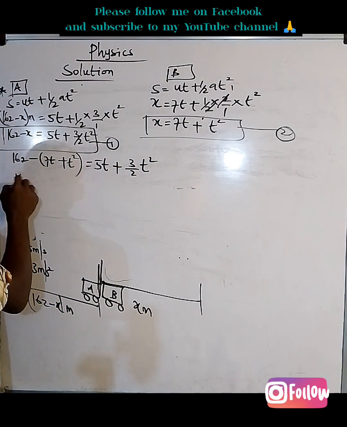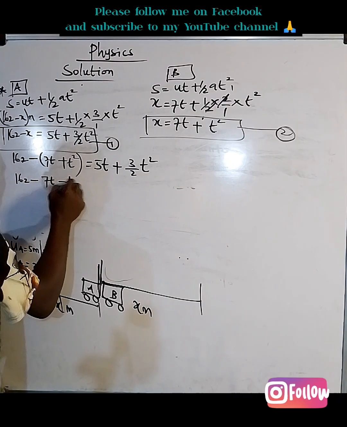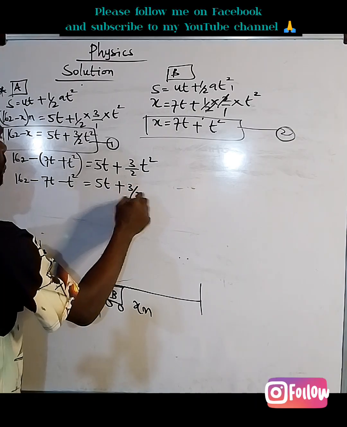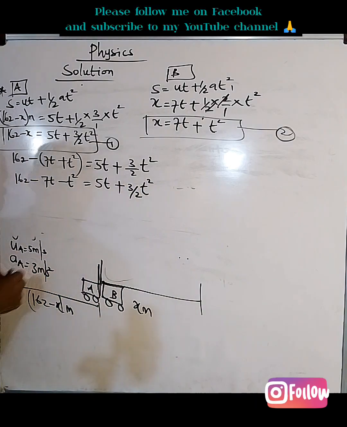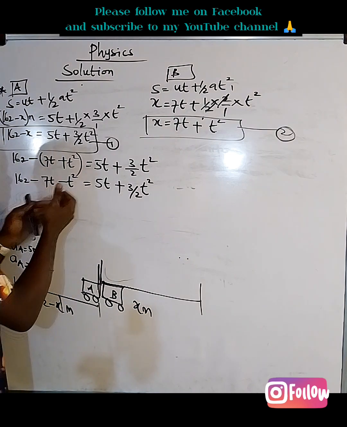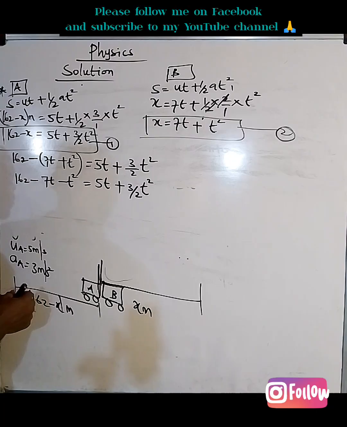So what do we have? 162, open up the bracket, minus 7t minus t squared equals 5t plus 3 over 2 t squared. Now what we are going to do next is collect the like terms. We bring all the t's together, that's t raised to 2, then t raised to 1. This is a quadratic equation.